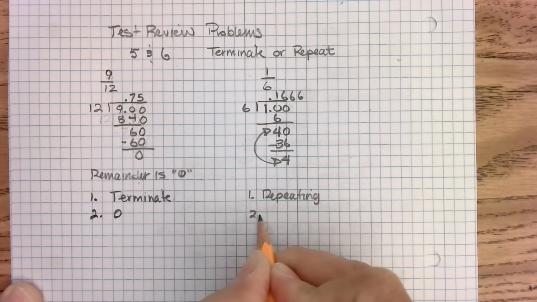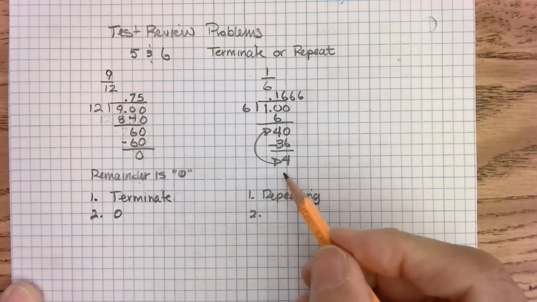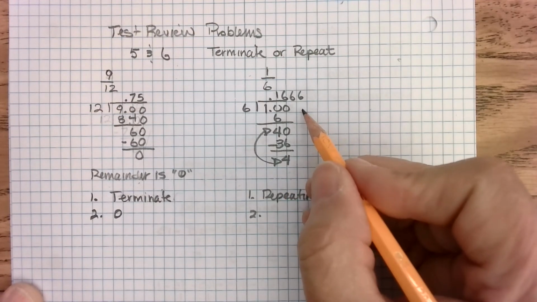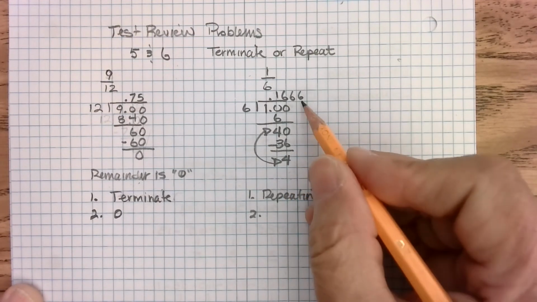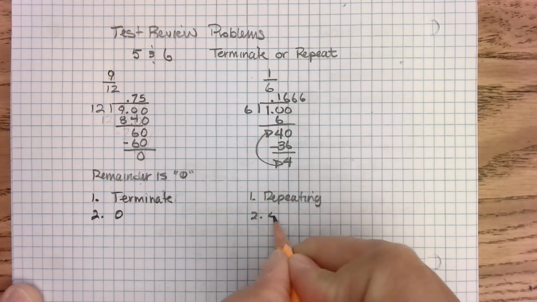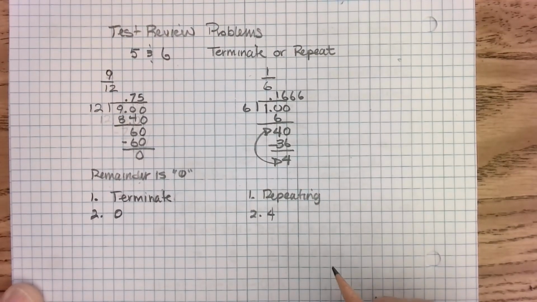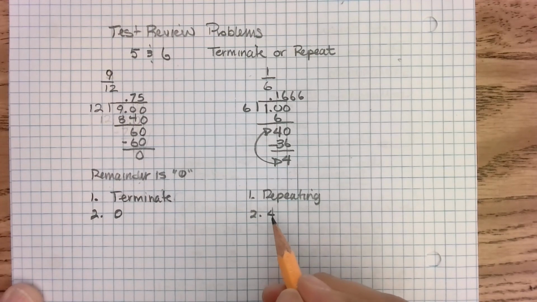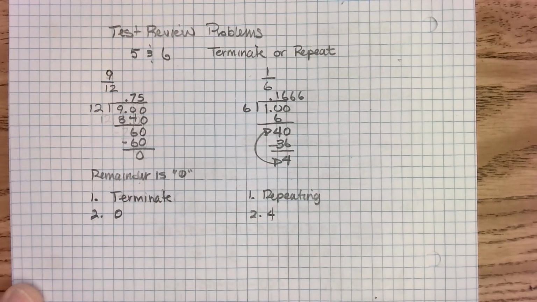And for answer number 2, what causes a decimal to repeat? It's not the 6. What causes the decimal to repeat is the 4 in the remainder that keeps repeating. So it wants the remainder. So that's how you do 5 and 6. And thank you.